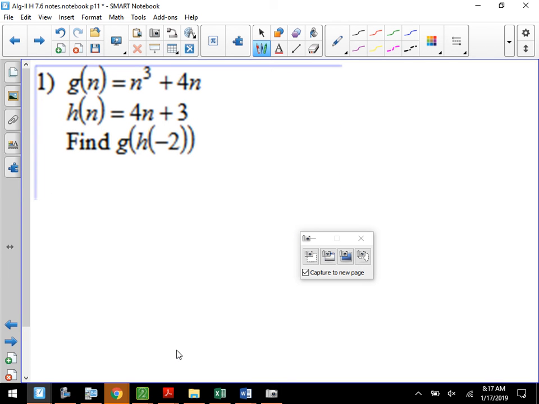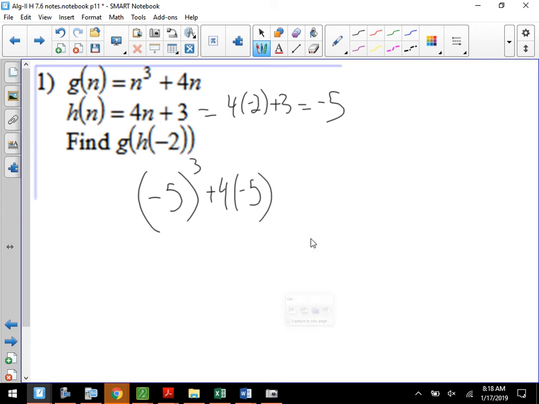This says take the h equation, substitute in negative 2, find the answer. Negative 2 in for h here. I get 4 times negative 2 plus 3, which is negative 5. Once I find that, I take that value and put it in for the n value in the g equation, which is negative 5 to the third plus 4. That's negative 5. I'm pretty sure by now we know what 5 to the third is. 125, which would make it negative 125. Negative 125 plus a negative 20 is negative 140.